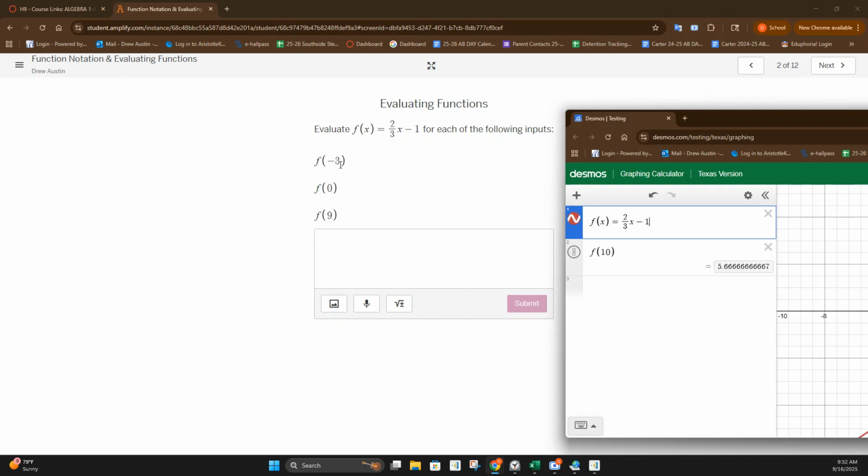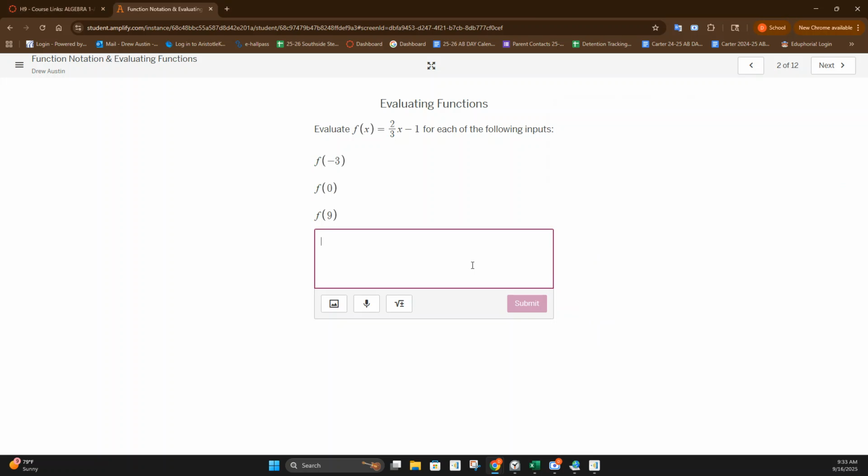And then it says, hey, what happens when f is negative 3? So I type it in, get rid of my 10. I can get rid of this whole thing if I want. f of negative 3, and it gives me negative 3. What happens when f is 0? I type in 0. It gives me negative 1. What happens when it's 9? f parenthesis 9. It gives me 5. So my answers are negative 3, negative 1, and 5. So I type in negative 3, negative 1, and 5.